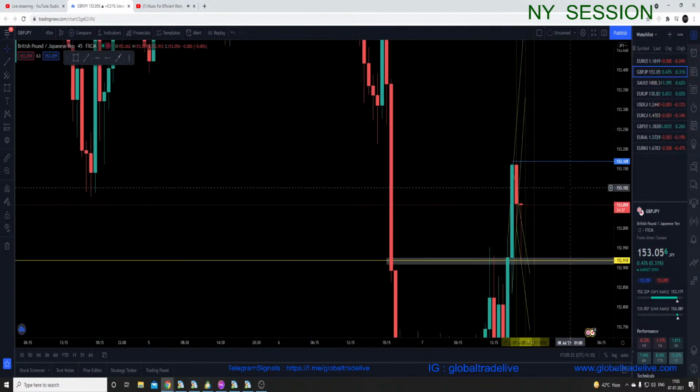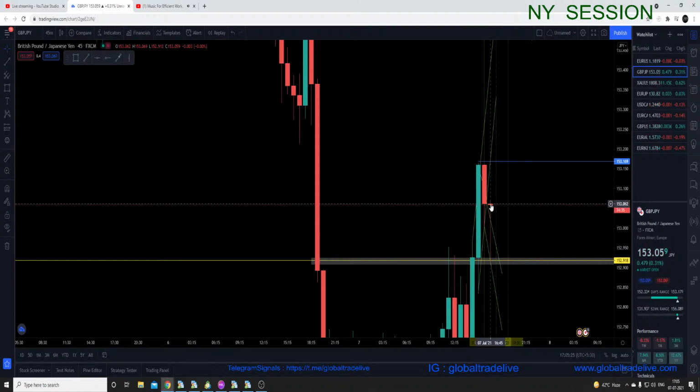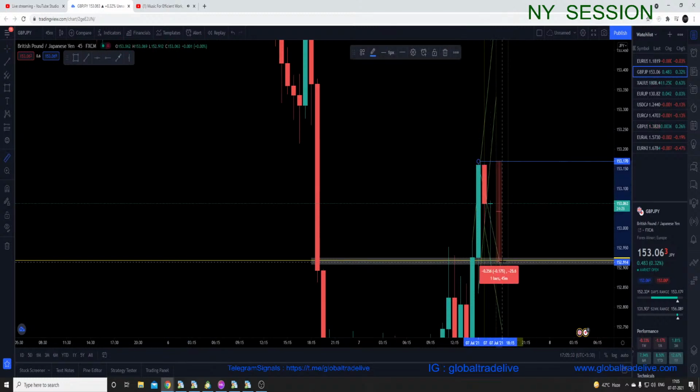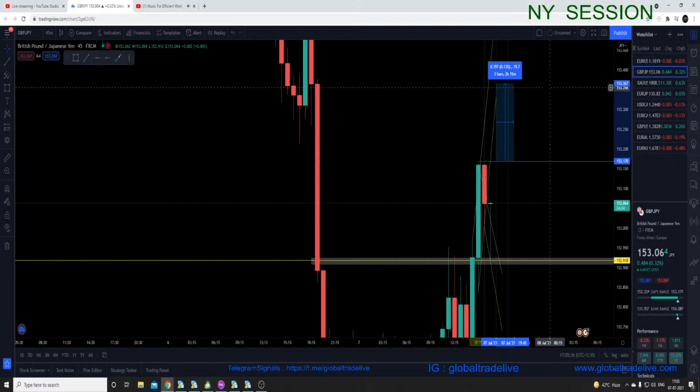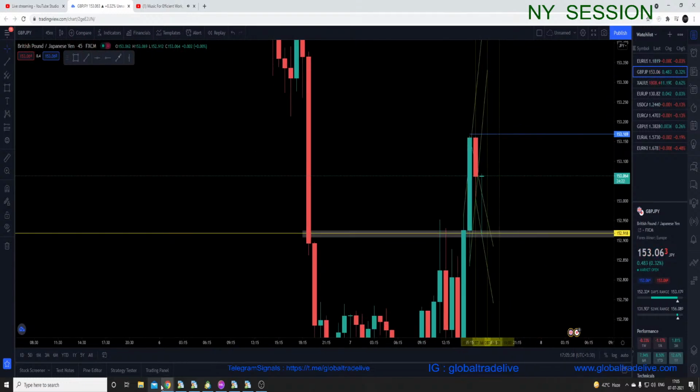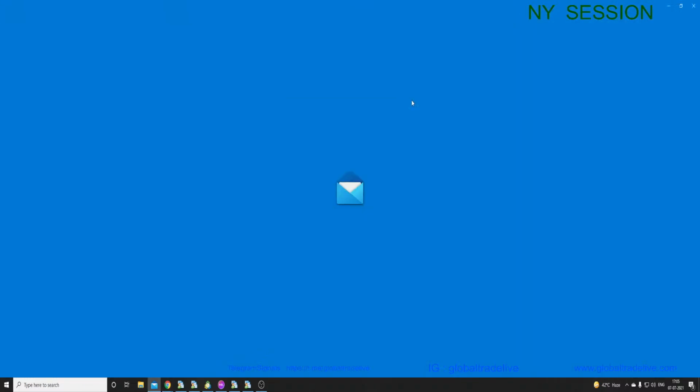Yeah. So the thing is, if this 45-minute candle breaks this high over here, the 153.169 area, I'm going to take a buy. Yes, that will be a really good idea.